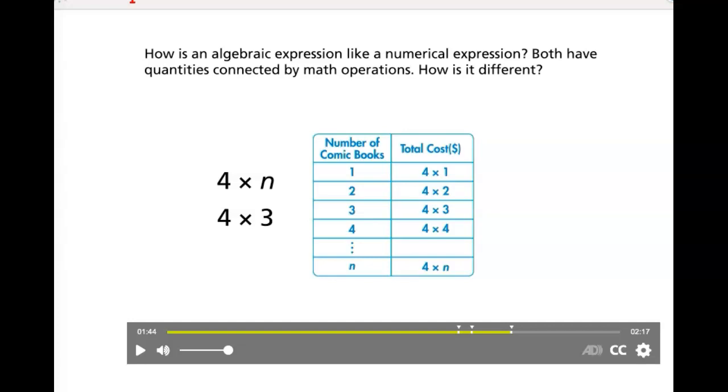4 times n is different from 4 times 3 because n is not a numerical number. Alana. Okay, go ahead. You're still talking, Omar? Yeah, I don't think you can. Can you hear me? Yes, I could hear you. Okay, I'm done. All right.